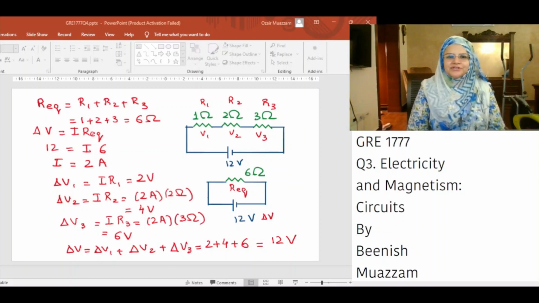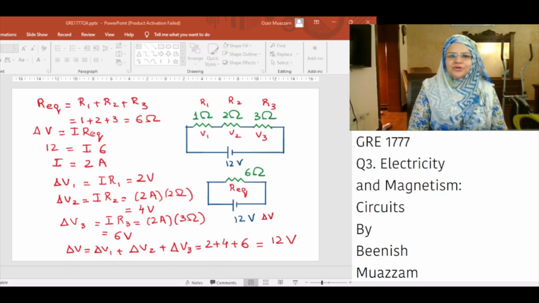Delta V, the voltage drop across the circuit, is equal to I R equivalent. Delta V is equal to 12 volt, R equivalent is equal to 6 ohm, giving us a current of 2 ampere. Delta V1, the voltage drop across resistor R1, is equal to IR1. This is equal to 2 ampere multiplied by 1 ohm, giving us delta V1 to be 2 volt.